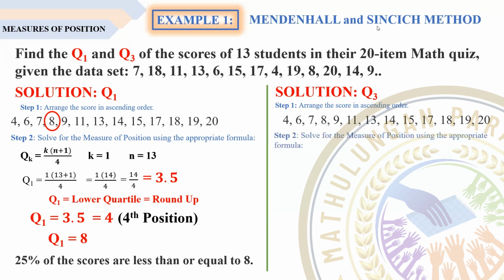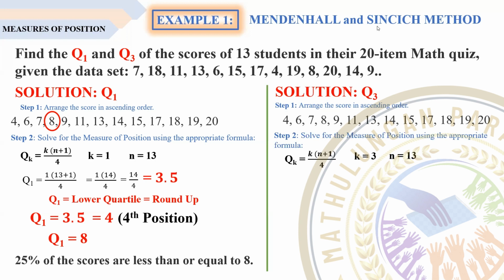So let us proceed to the step 2, which is solve for the measure of position using the appropriate formula. So remember, quartile ang ating hinahanap, the quartile 3. So therefore, ang gagamitin nating formula ay yung formula ng quartile na Q sub k is equal to k times n plus 1 all over 4. And the value of k naman this time is 3. Kasi quartile 3 ang hinahanap natin, kaya yung k natin, ang value niya ay 3. At yung n pa rin natin ay 13 kasi meron tayong 13 datas.